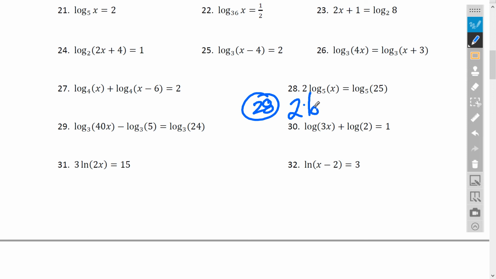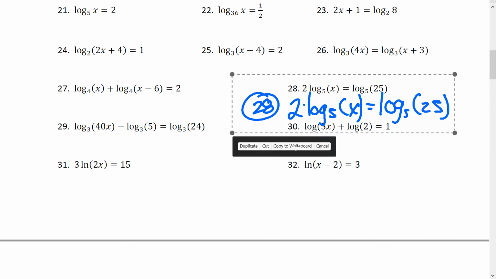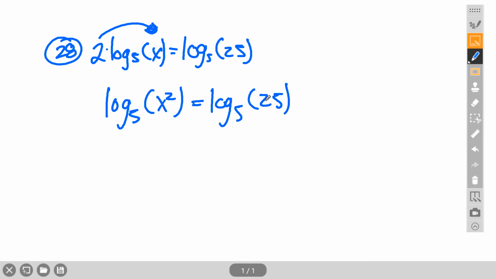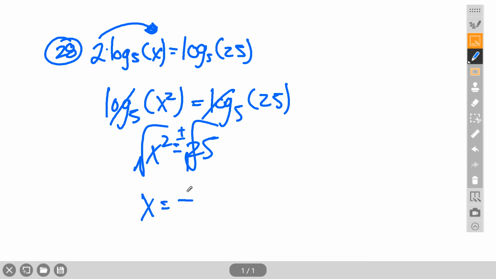28, 2 times log base 5 of x equals log base 5 of 25. There's a couple of ways to do this one. One of the ways would be to put this 2 back inside the logarithm using the power property and making it the exponent, giving us log base 5 of x squared equals log base 5 of 25. And now since we have logs on both sides, we know that x squared would have to be equal to 25. Square root both sides, don't forget plus or minus, and we get x is equal to positive 5 and x is equal to negative 5.